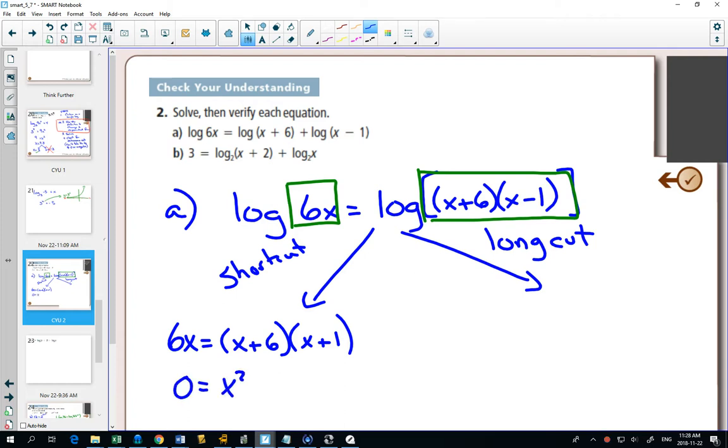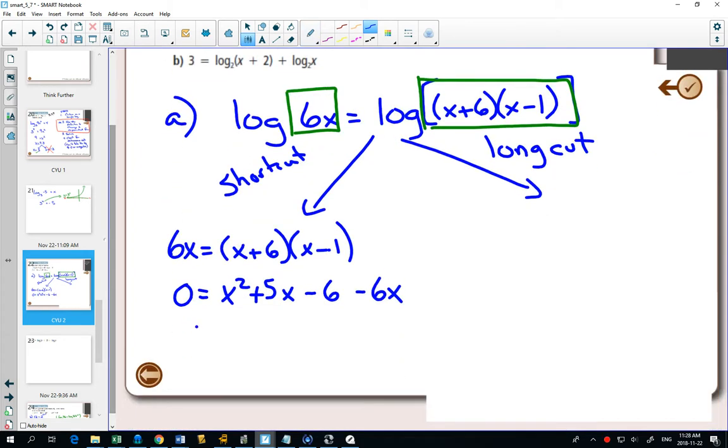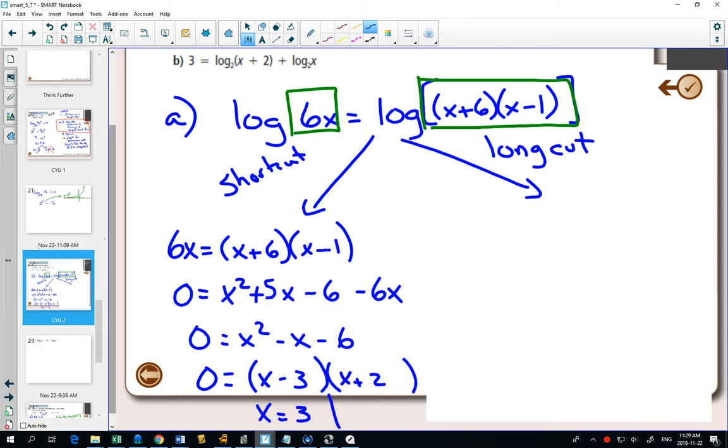We make one side equal to 0. I'm going to expand this, x squared plus 7x. Oh, it was a minus 1. Thank you. So this is x squared plus 5x minus 6, and then I would subtract 6x on that side as well, giving us 0 equals x squared minus x minus 6, which factors nicely, x minus 3, x plus 2. And so we get two solutions, x is equal to 3 and x is equal to negative 2.